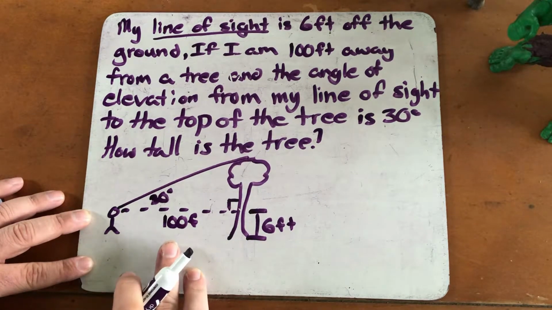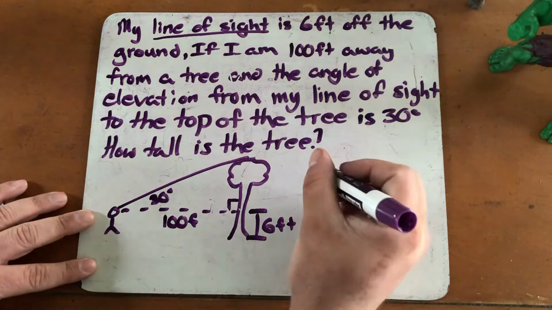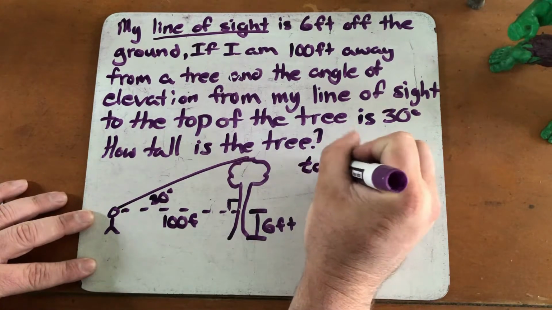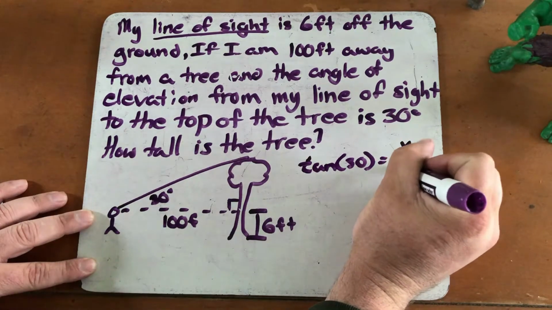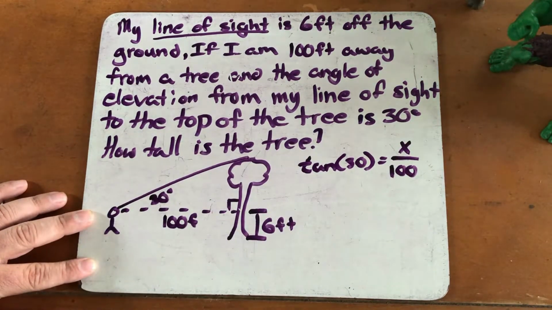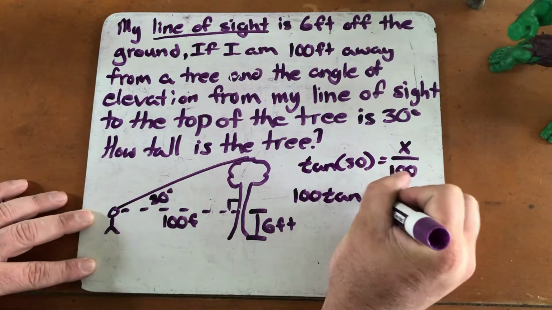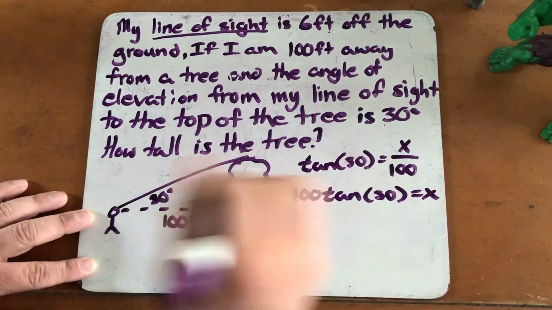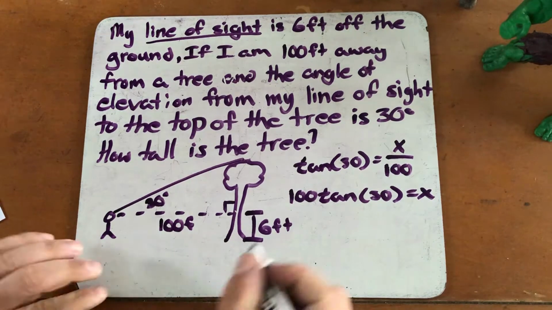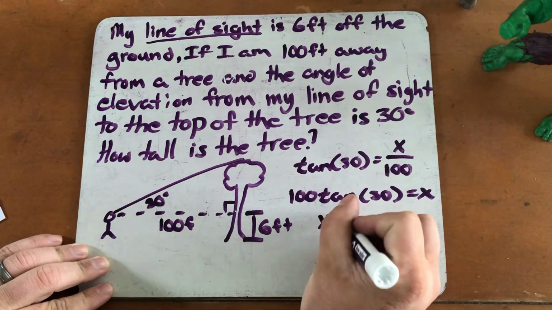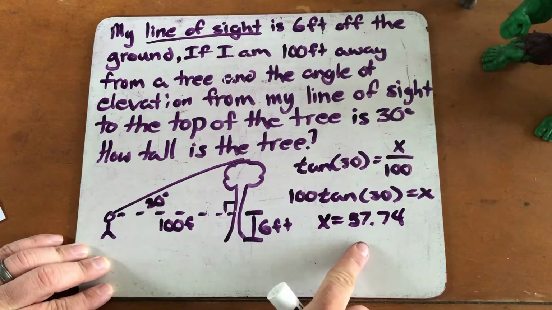So when I set this up, I'm using whichever trig function uses opposite and adjacent, which in this case is tangent again. So the tangent of 30 equals opposite, which I don't know, over adjacent, which is 100. To solve for x, I have 100 times the tangent of 30 equals x. Once I have 100 times the tangent of 30, I find out that x equals 57.74. So x equals 57.74.